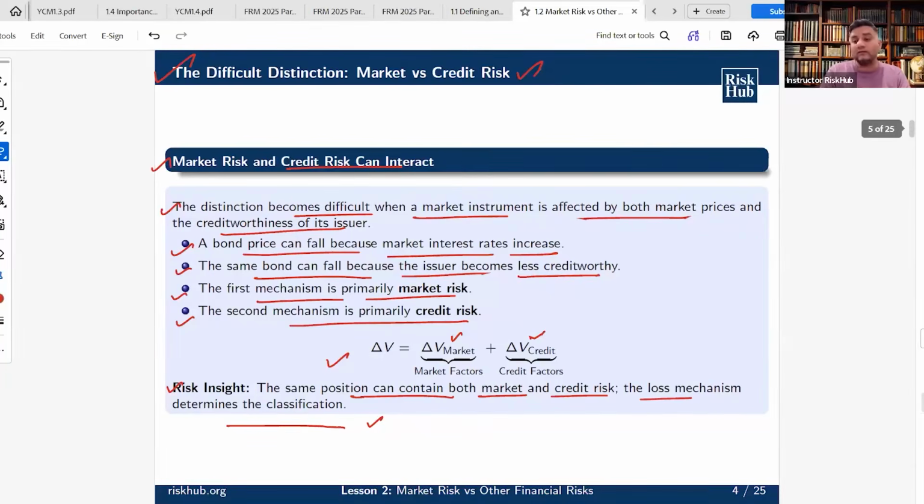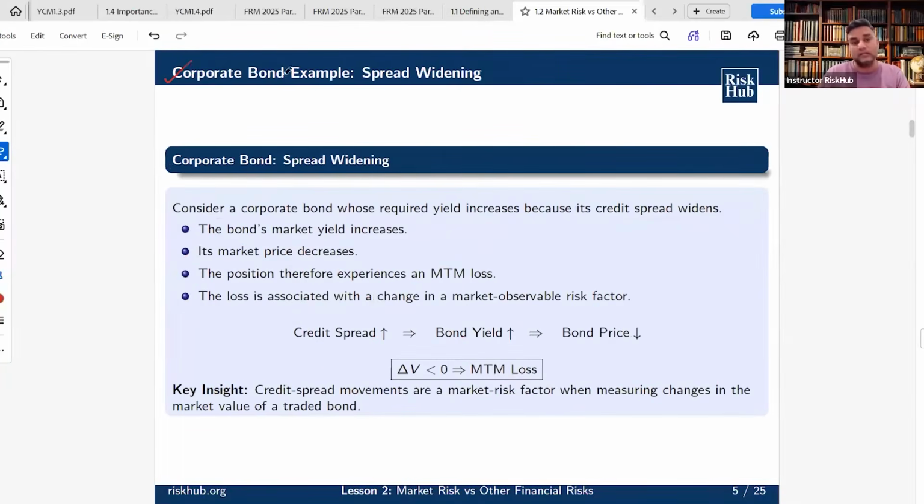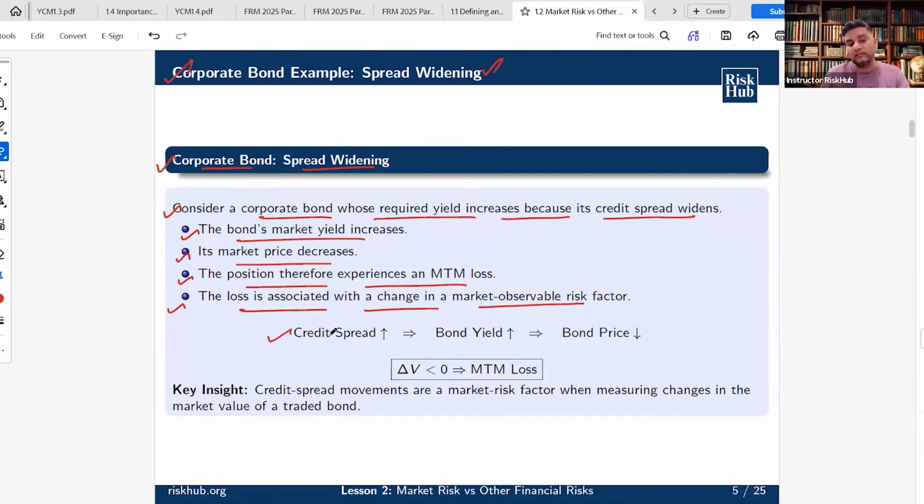Then we get into the next part, which is slide number 5, corporate bond example, spread widening. Consider a corporate bond whose required yield increases because its credit spread widens. The bond's market yield increases, its market price decreases. The position therefore experiences an MTM loss. The loss is associated with a change in the market observable risk factor. Credit spread increases, leads to bond yield increases, leads to bond price going down. Delta V less than 0 leads to MTM loss.